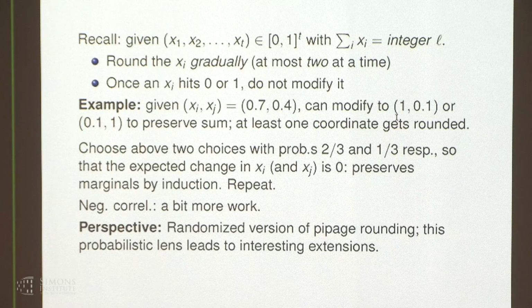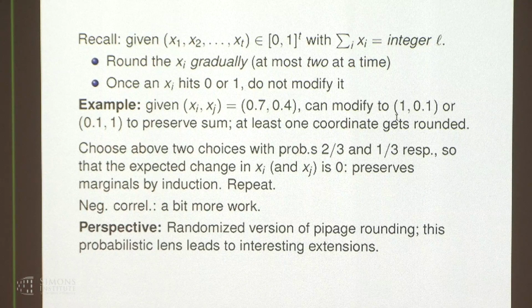You handle them 2 at a time. So take any 2 yet unrounded random variables like this x_i, x_j in this example. So currently they equal 0.7 and 0.4 respectively, right? The point is you need to preserve the sum, right? So now this 0.7 and 0.4 can be perturbed in 2 ways to preserve the sum, either as 1, 0.1 or 0.1, 1, right? And the nice thing is then you're making progress because you're rounding at least one coordinate. Now, the point is there are 2 choices. Just make the 2 choices with the appropriate probabilities so that the marginals don't change in expectation, that's all.